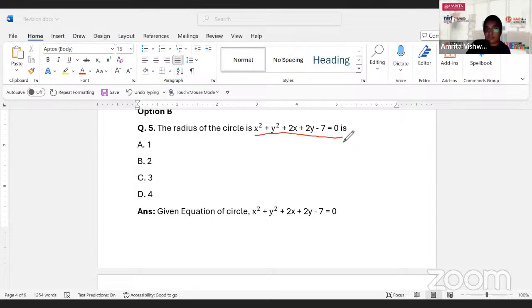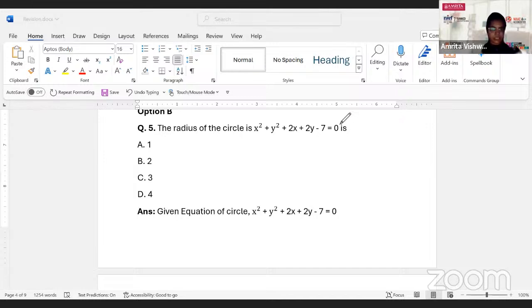Think of the general formula of the circle and then do the substitution. X square plus y square plus 2x plus 2y minus 7 equal to 0. They are asking you to find the radius. You have a general formula for the circle. You have to just substitute or compare it with what is given, and you will be able to give me the radius.